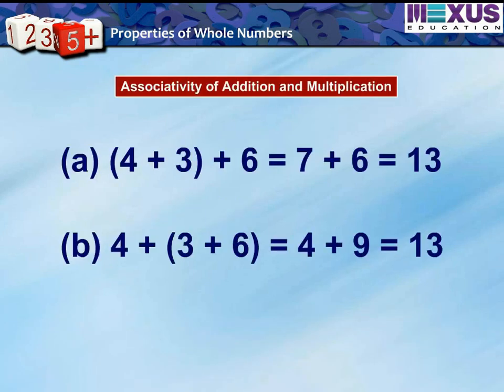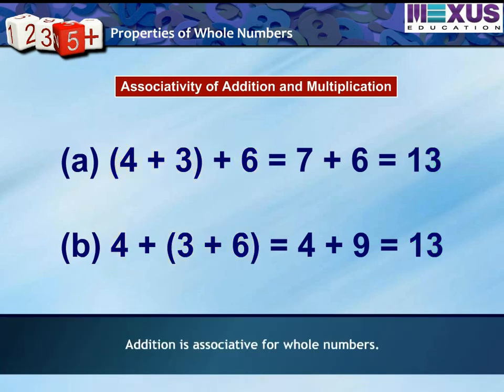If we observe the following, we see that if we add 4 and 3 first, then add 6 to their sum, and if we add 3 and 6 first, and then add 4 to their sum, we get the same result. This property is called the associative property for addition of whole numbers. Try it with some other whole numbers as well.